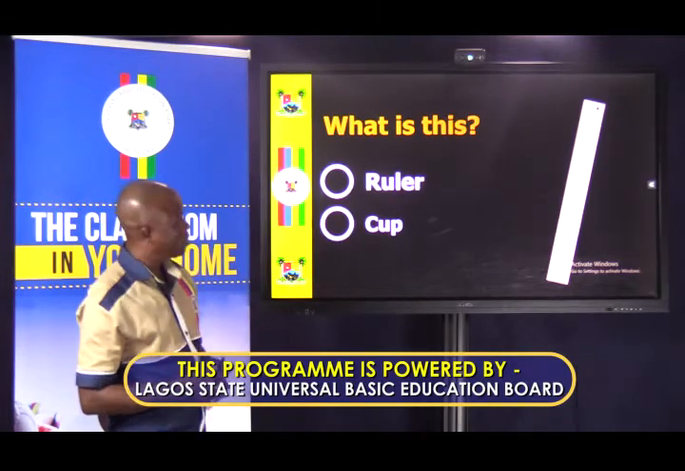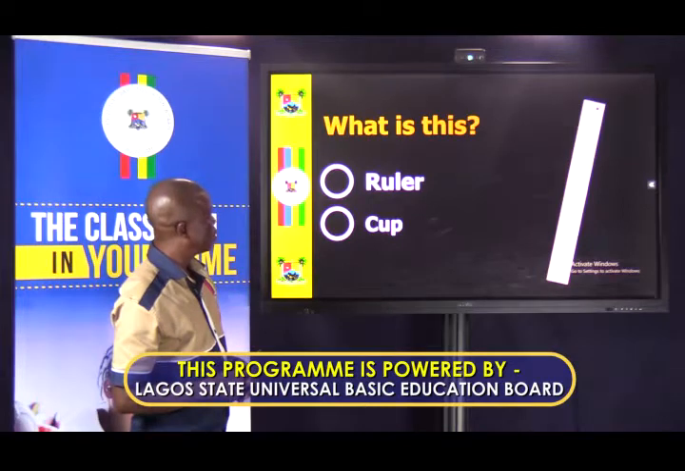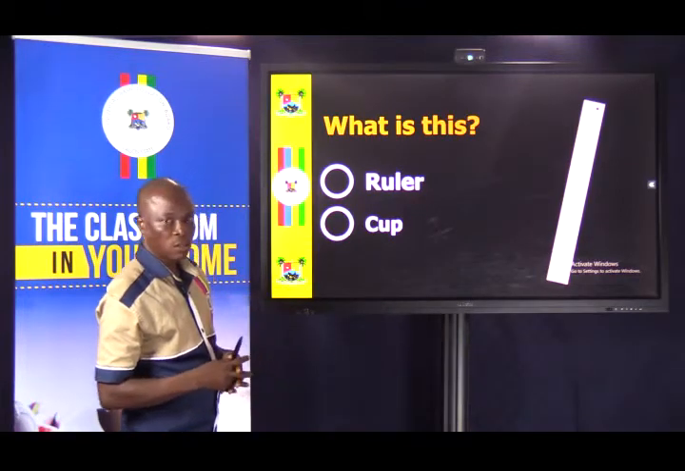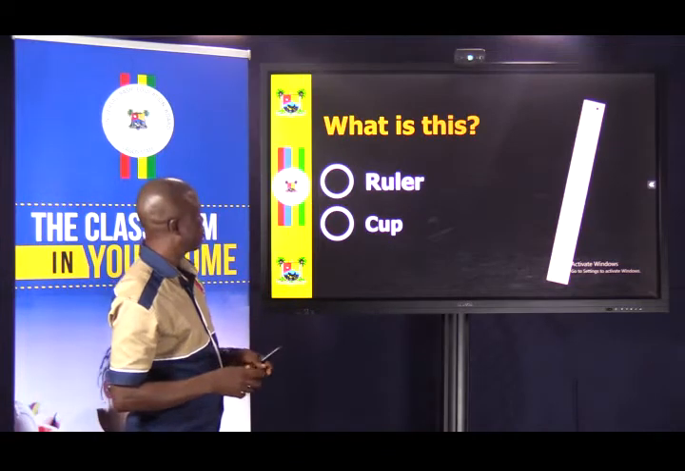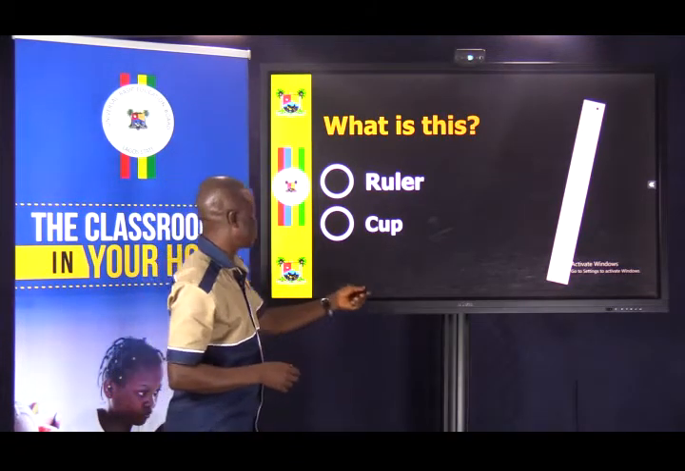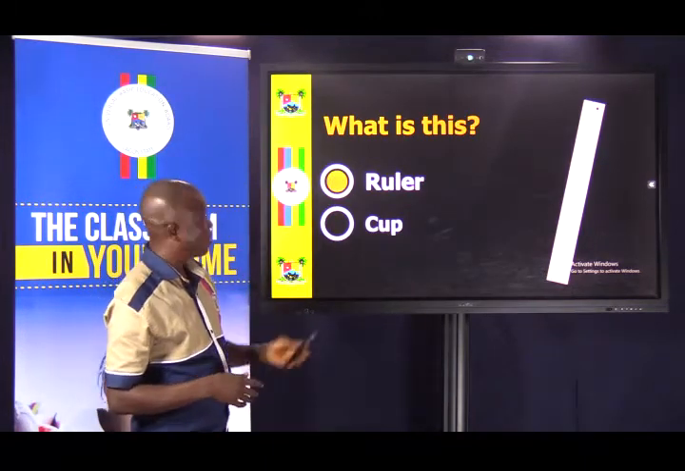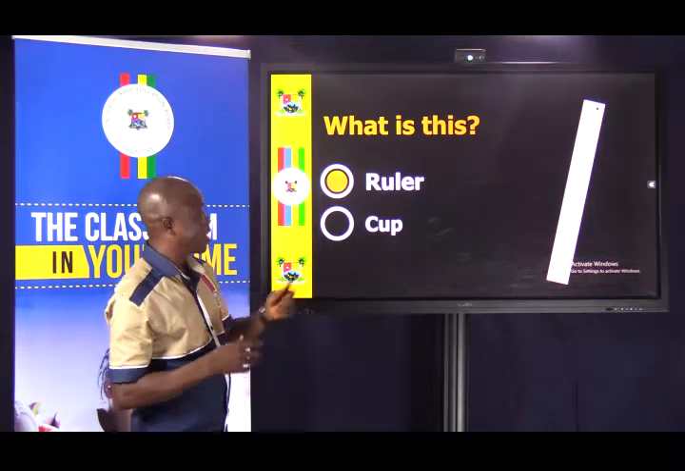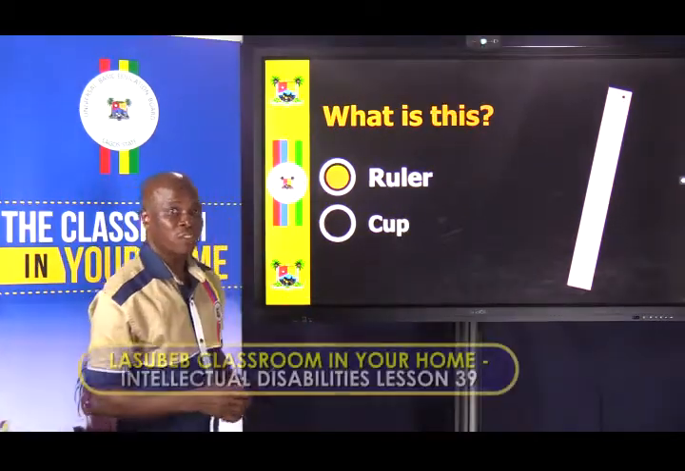What is this? Can you see a picture on the screen? What is this picture? What is this object? Let's see the answer. This is a ruler. Good job, you. Now, let's go to the next question.